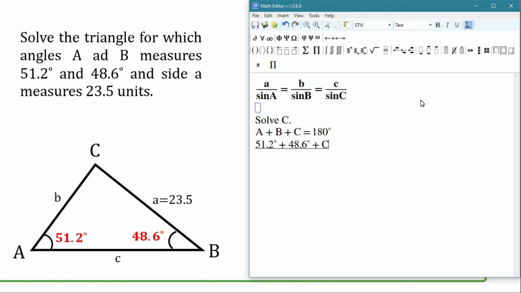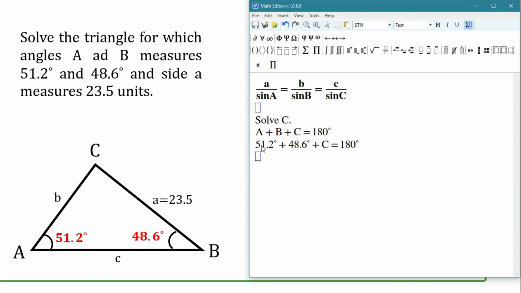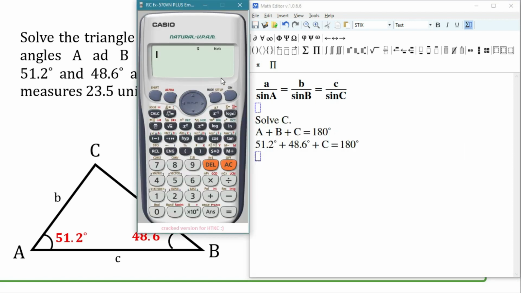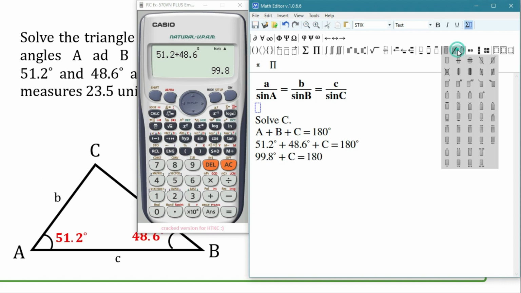And unknown si C, so we'll leave C as it is. So we have plus C equals 180 degrees. And in this case, we're going to add this one. So we need a calculator. That is 51.2 degrees plus 48.6, and that will yield 99.8. So that is 99.8 degrees plus C equals 180 degrees.